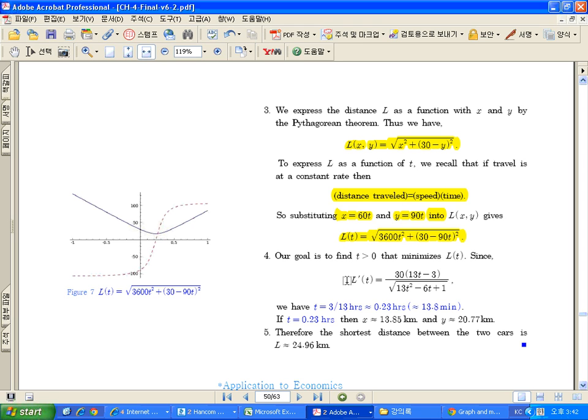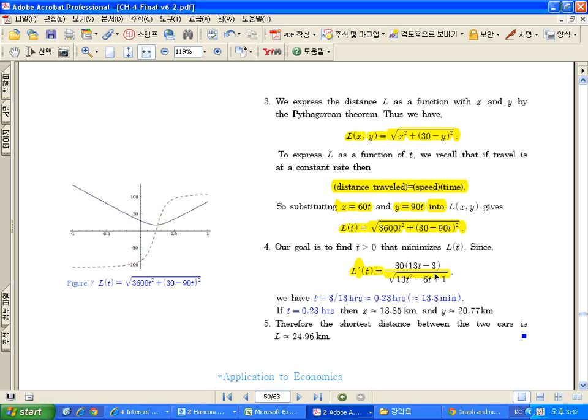Okay, so find the first derivative of it and solve it. When this first derivative of t is equal to 0, that means t is equal to 3 over 13 hours, which means 13.8 minutes. Okay, so 0.23 hours. So when time t is equal to 0.23, then what happened?